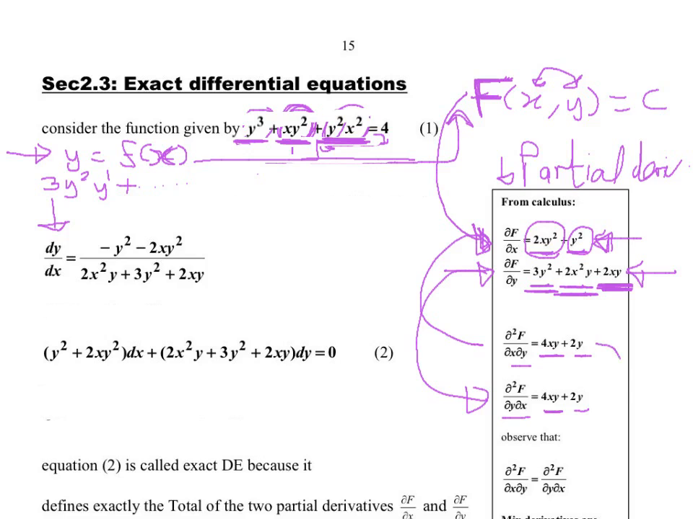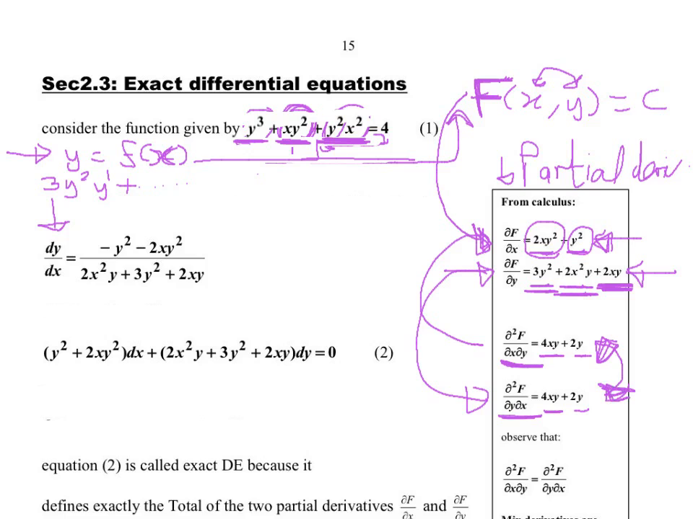Now, there is a very interesting thing here which you can observe, that the mixed partial derivatives are equal, which means it does not matter which one you start the differentiation with, x and then y, or y and then x, the second derivatives are equal. This is a very interesting fact which we are going to need later on when we talk about exact differential equations.